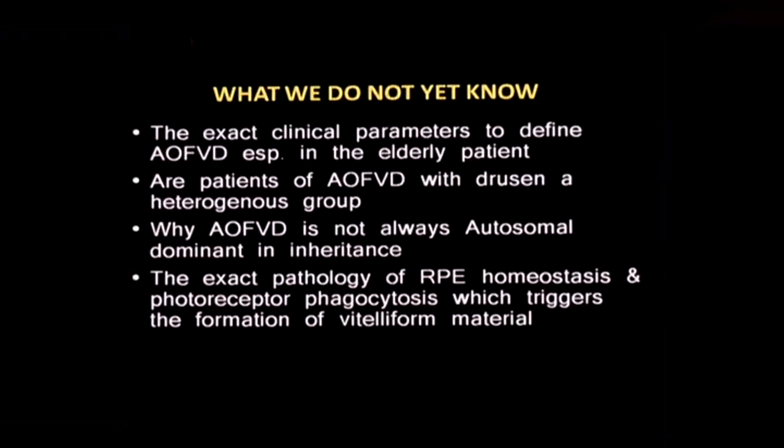What we do not know is the exact clinical parameters to define adult onset FVD. And are patients of adult onset FVD who have drusen and develop neovascular membrane, are they a subset of AMD? And why, though the initial description of AOFVD was autosomal dominant, some patients do not show this pattern. And therefore, we are still to understand the exact pathology which disrupts the RPE photoreceptor homeostasis, and a better understanding of this with imaging will help us to clinch a diagnosis at initial presentation and therefore manage these patients better.